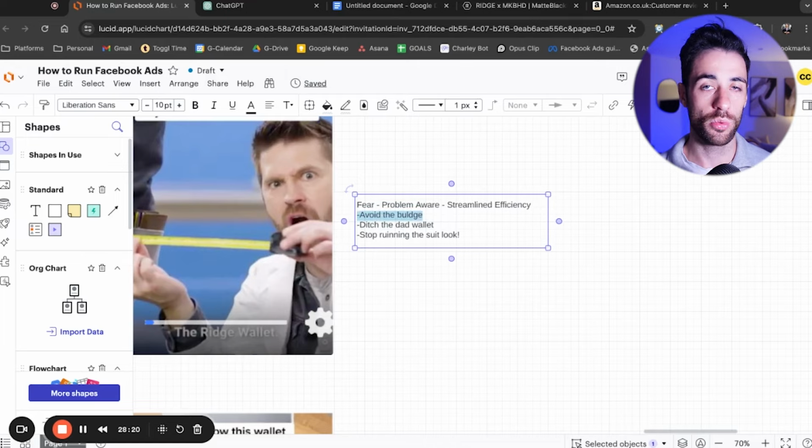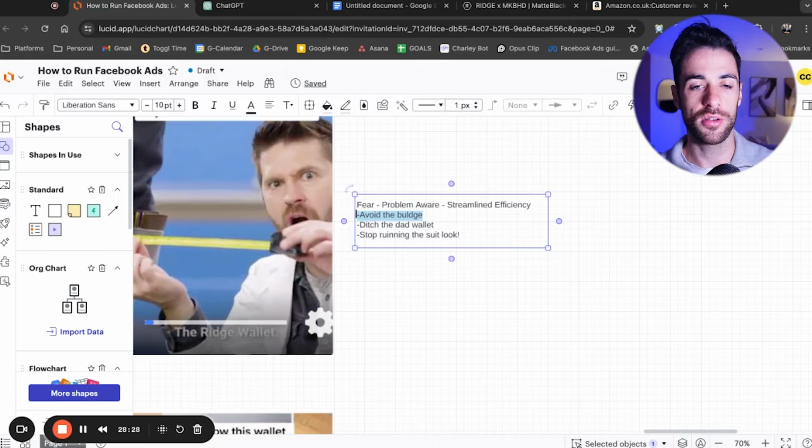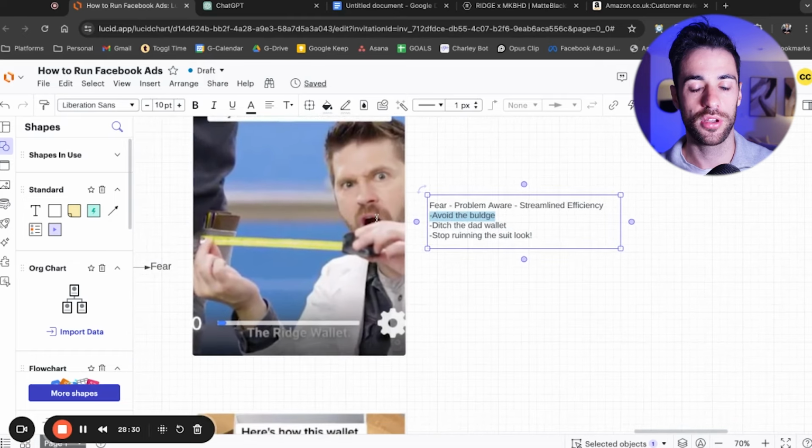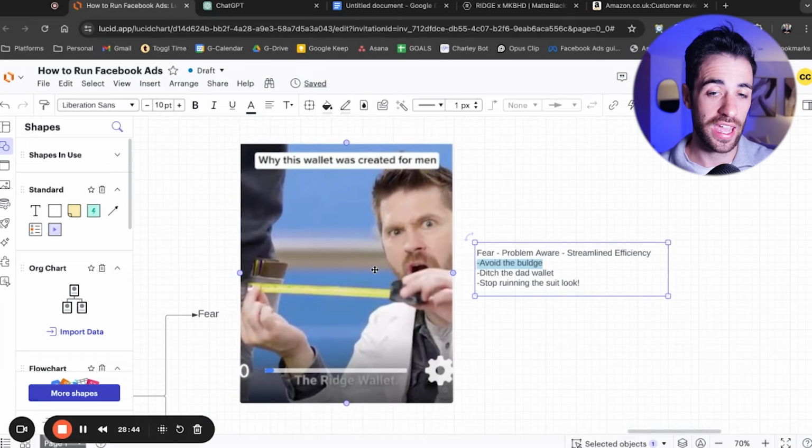Avoid the bulge. What's the problem? Bulgy wallet. And what do we want to do? We want to move away from it, so avoid it, right? That's the fear-based problem-aware hook. Now, that's probably not going to be text on its own that's going to give you everything. I'm probably going to have to show that with a bulky wallet, but this is a good text line that could be put onto this. Avoid the bulky wallet, and you see it. And that's a good text hook.